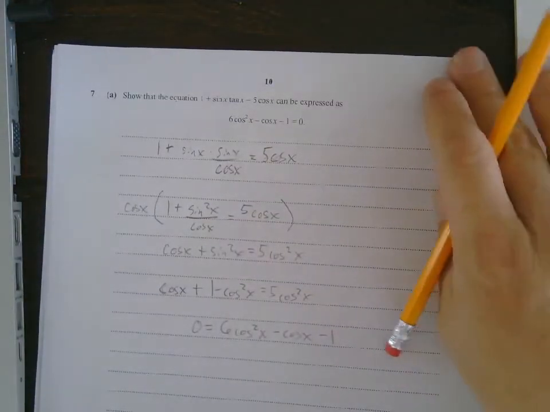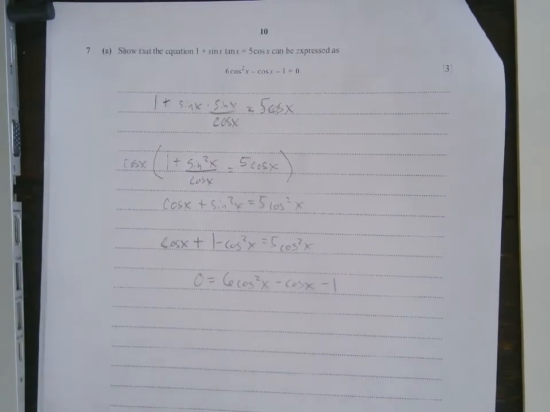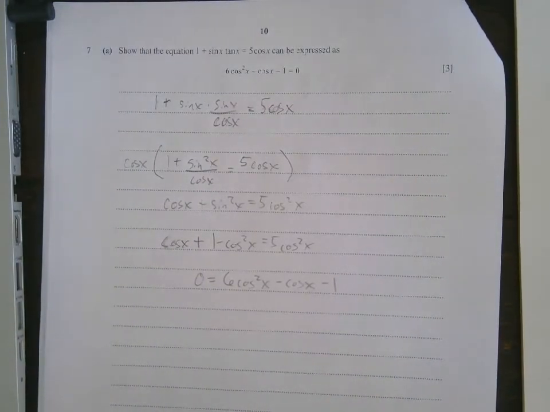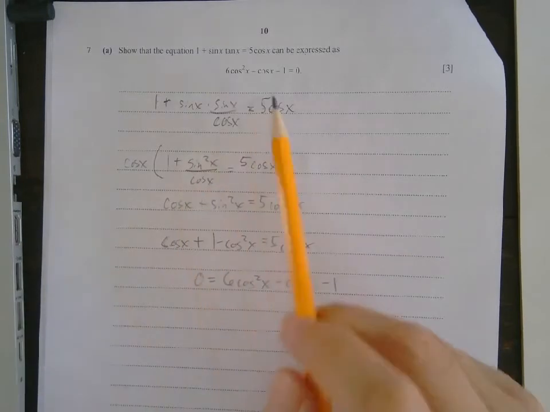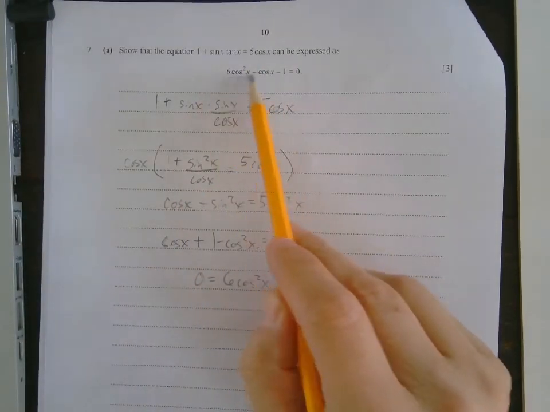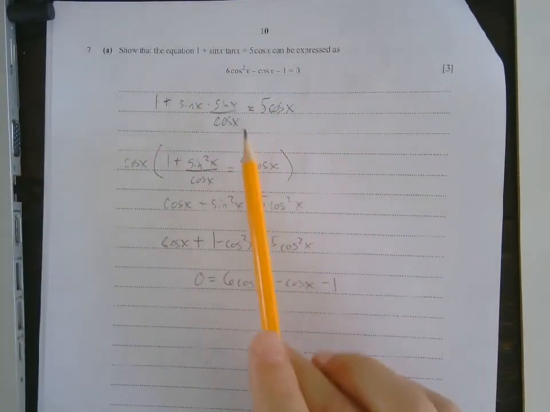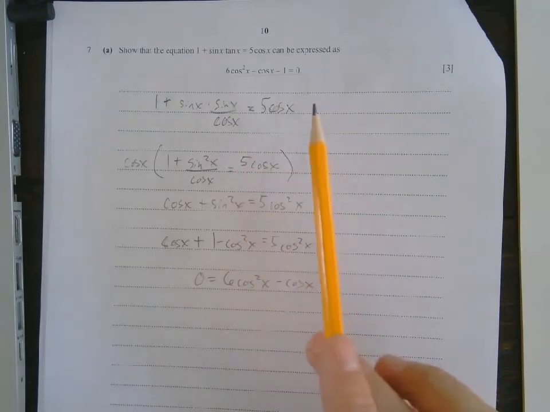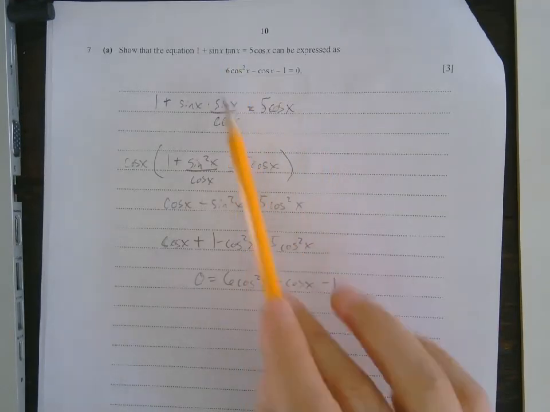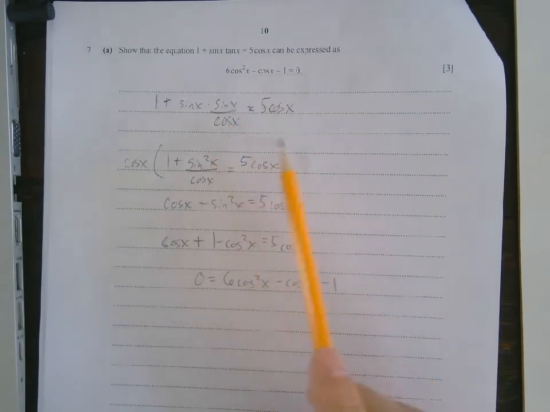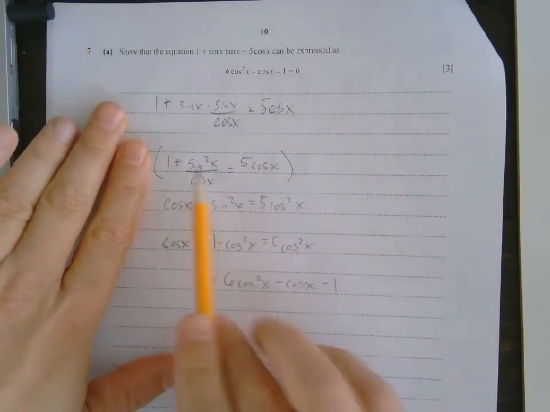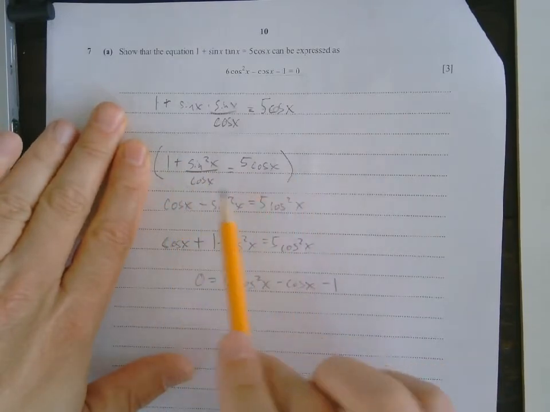Question 7 is a trig identities question. And in this case, it's just a matter of plugging in identities until you can turn one thing into the other thing. So we are turning this whole equation into this. Now, the first thing to notice is that this tangent can be written as sine over cosine. When you simplify that down, you get this whole thing here.